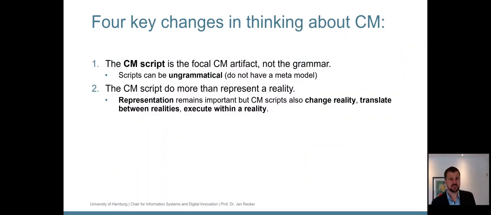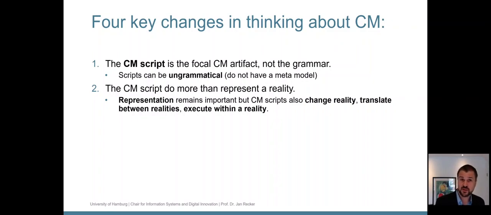Second key factor here is that the scripts, the conceptual models that we think about, do more than just represent. They can also change, translate, and execute. That's a key difference. I mentioned earlier that the most prominent dependent variable in conceptual model research is domain understanding. That is a way to measure how good a representation is, of course. I can give you a particular diagram and ask you, well, how well does it represent the reality? Because I can measure how much you understand from that model.